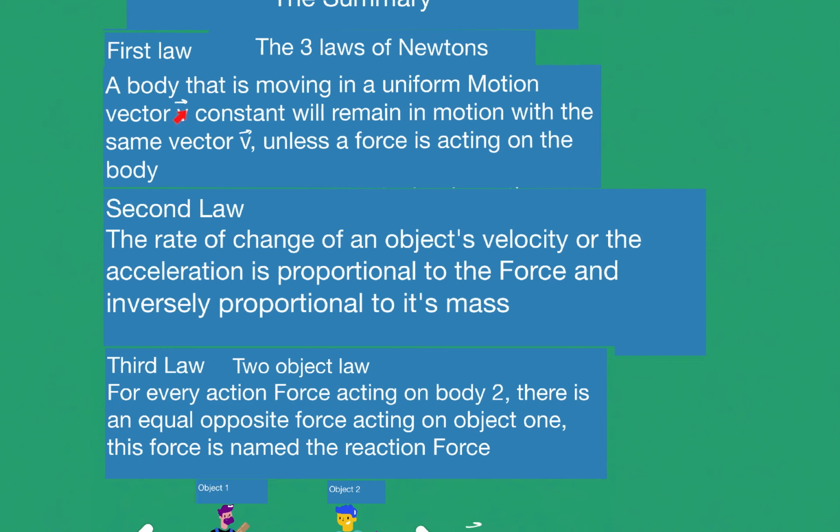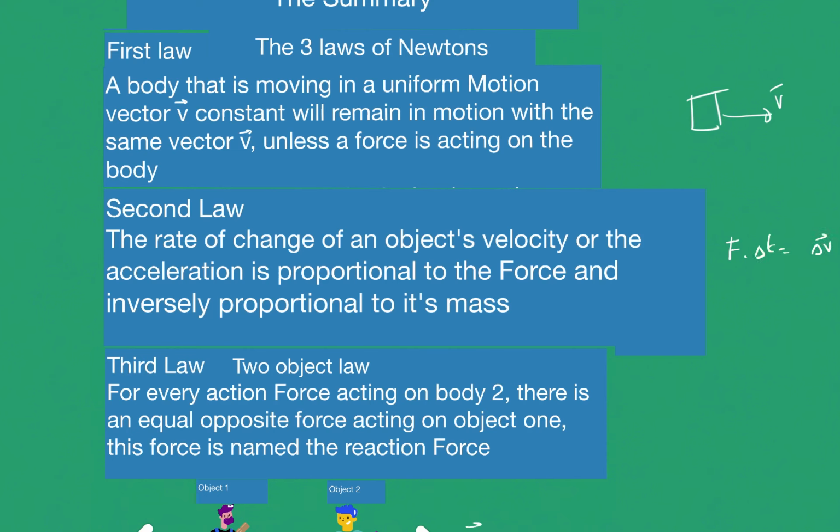The first law of Newton says, you do nothing, nothing happens. You see an object not moving, and you do nothing, the object will stay at the same position. You see the object with velocity v, and you do nothing, nothing will happen. So the first law says, if you do nothing, nothing will happen. That's all.